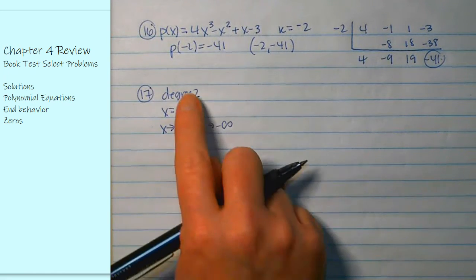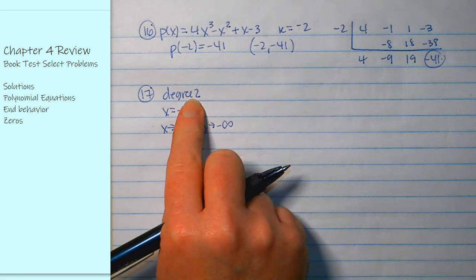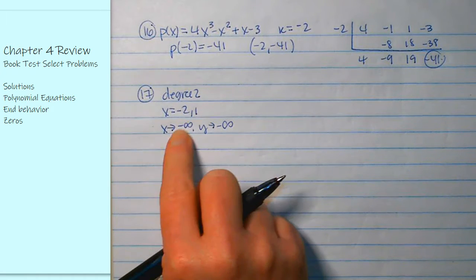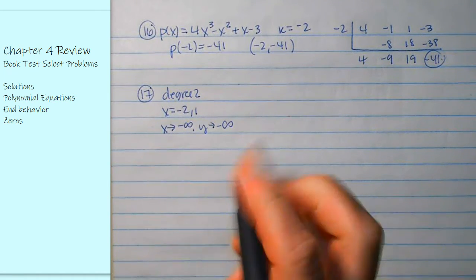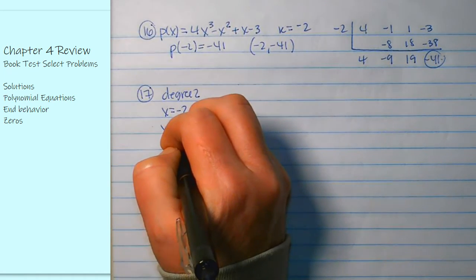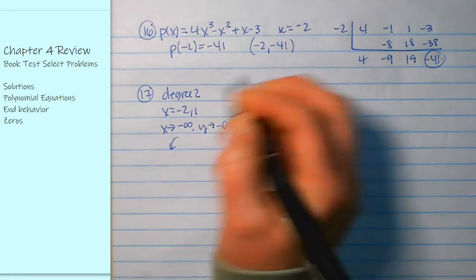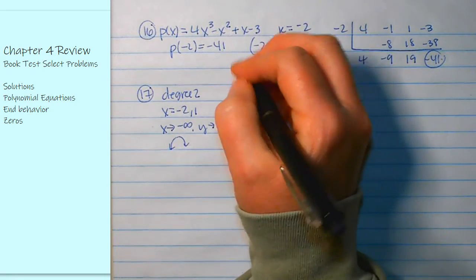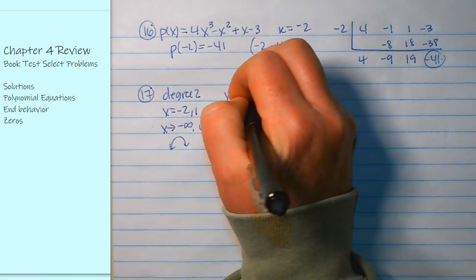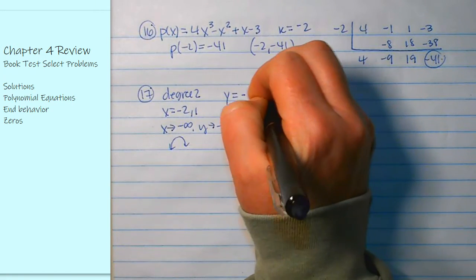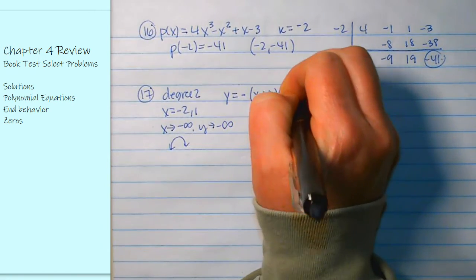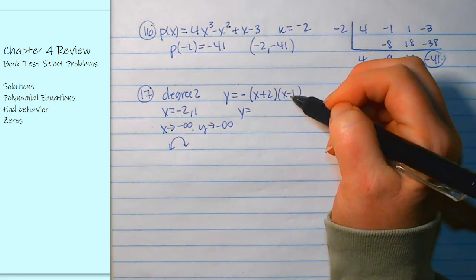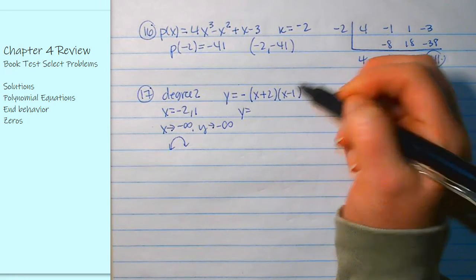For 17, they tell us these three things. We have degree 2, so that's a quadratic. We have these two zeros, so we have both of them already. And as x goes to negative infinity, y goes down, which means that the other side goes down because it's degree 2. So we're going to have y equals negative x plus 2, x minus 1. The negative makes it go down.